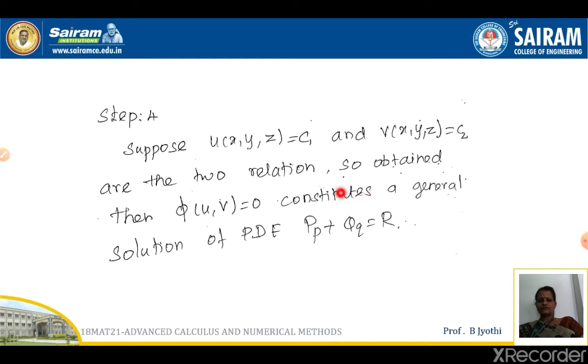So first of all, we have to make sure that the given equation is in the form of Pp plus Qq is equal to R. If it is in this form, then later on we can follow the steps that I have discussed earlier.